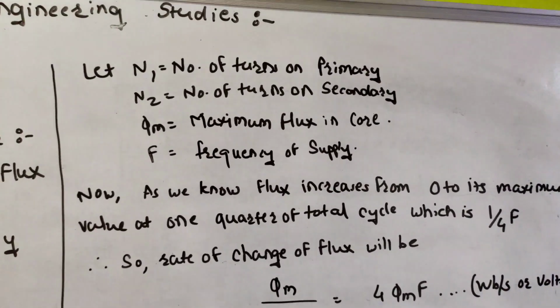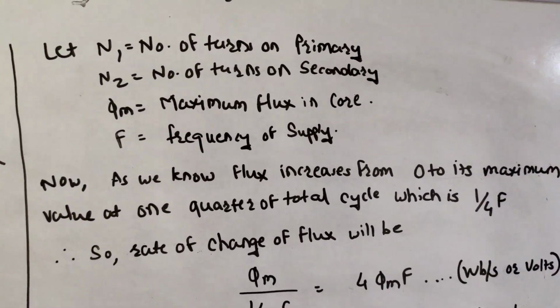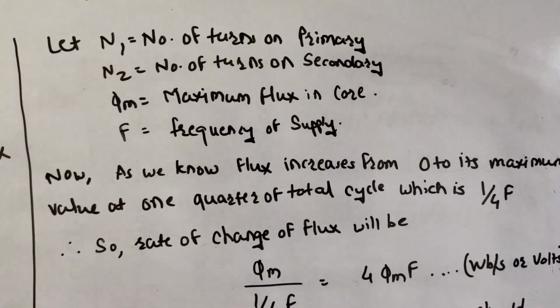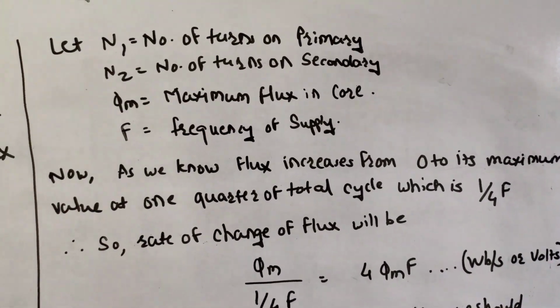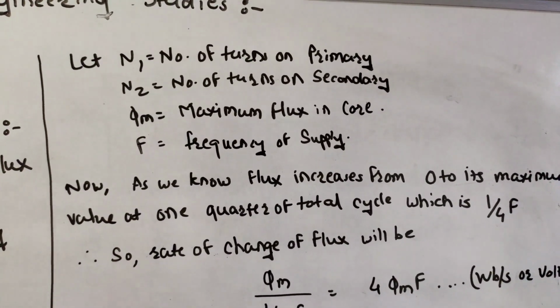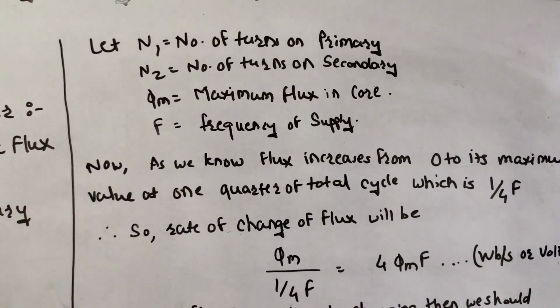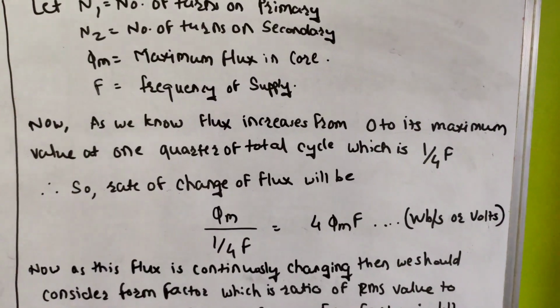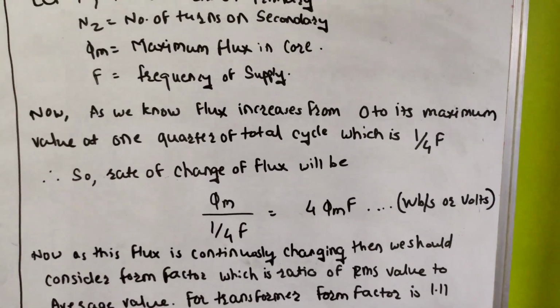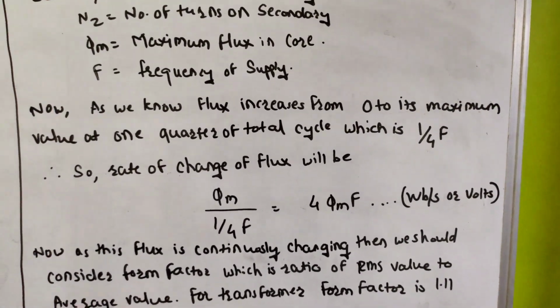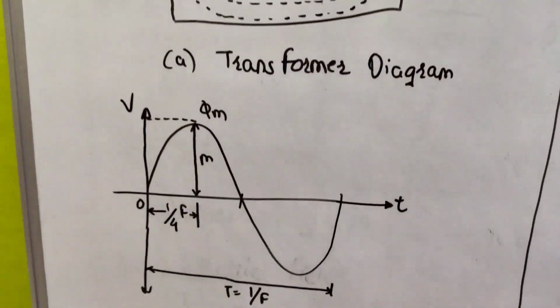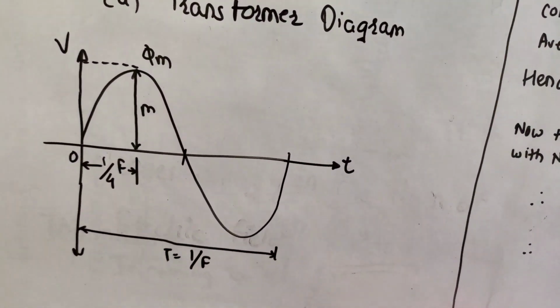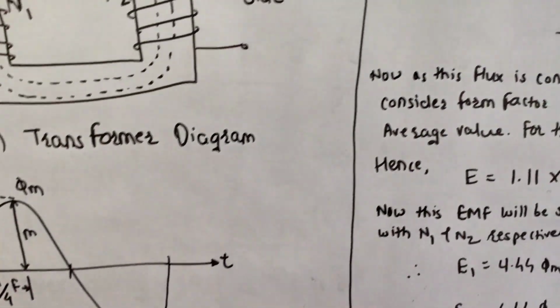Now let us consider that N1 is equal to the number of turns on the primary. N2 is the number of turns on the secondary. Phi-m is the maximum flux in the core. F is the frequency of supply. Now, as we know, the flux increases from 0 to its maximum value at 1/4 of the total cycle, which is 1/4 of F. You can see it here that we get phi-m in the quarter of the cycle.